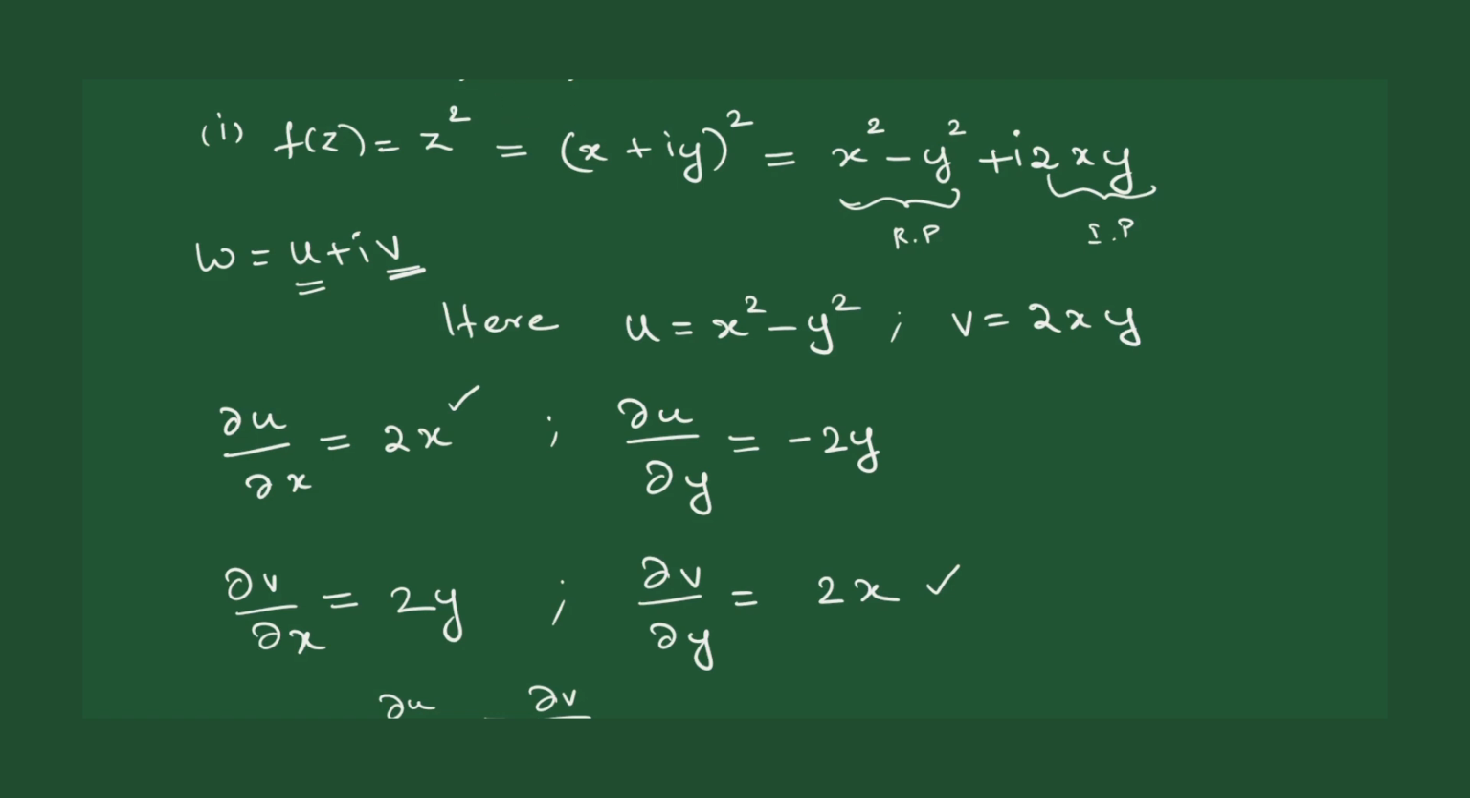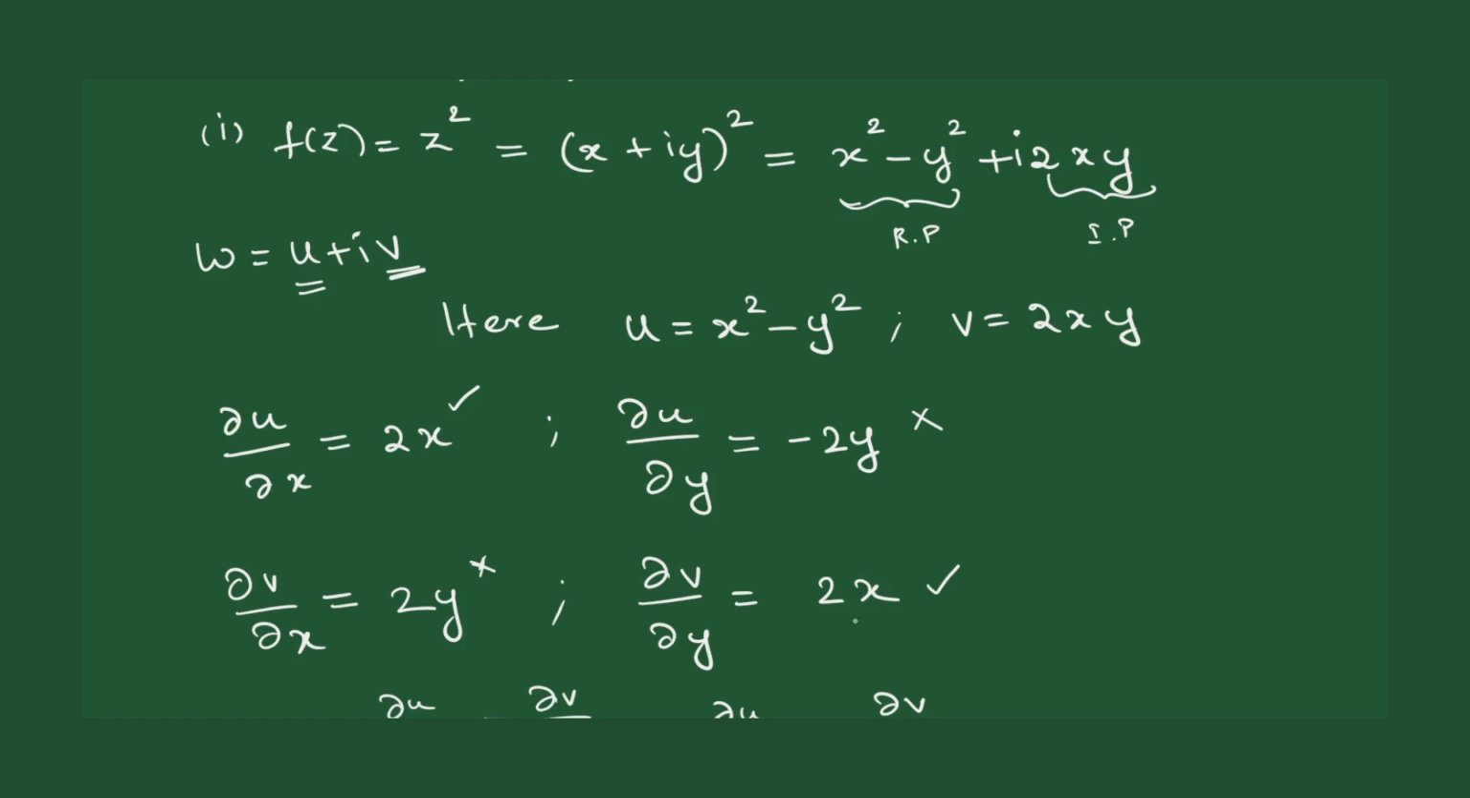What is dou u by dou y? It is minus 2y. And what is dou v by dou x? It is 2y. So both are the same term, differing only in the negative sign, which is the same as in the Cauchy-Riemann equation. So we can say that dou u by dou y is equal to minus dou v by dou x. So both the equations in the Cauchy-Riemann equations are satisfied.